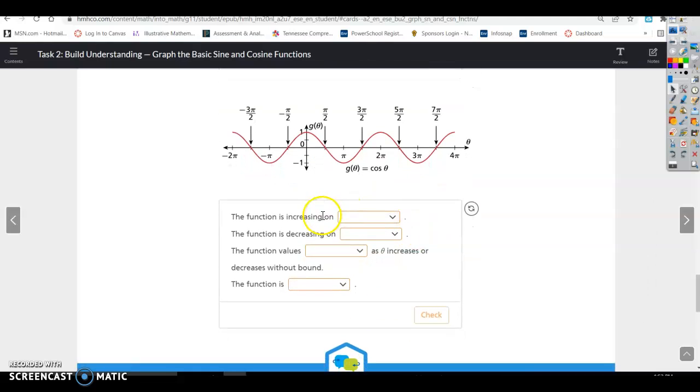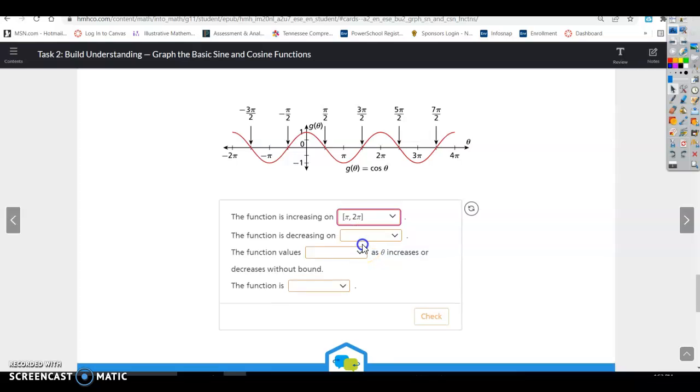All right, so the function is increasing on. Again, we're looking going from left to right. So either from pi to 2 pi or -pi to 0. So it's going from pi to 2 pi. You can see from here's the lowest point is pi, and then increasing up to 2 pi. And the function is decreasing from 0 to pi.